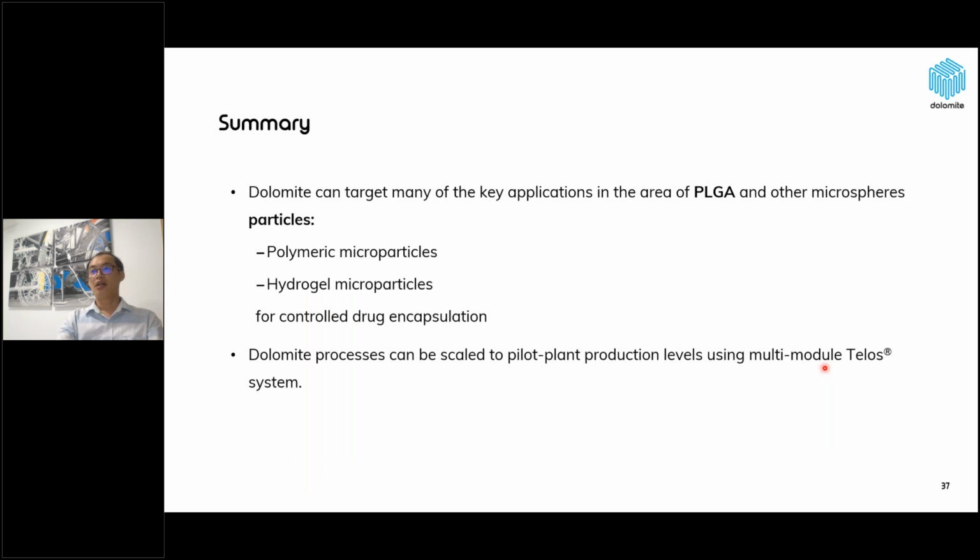In summary, Dolomite can target many key applications in the area of PLGA and other microsphere particles, for example, polymeric microparticles like PLGA particles, or hydrogel microparticles like agarose or alginate microparticles for controlled drug encapsulation. Also, Dolomite processes can be scaled to pilot plant production level using our multiple modular Taylor systems.